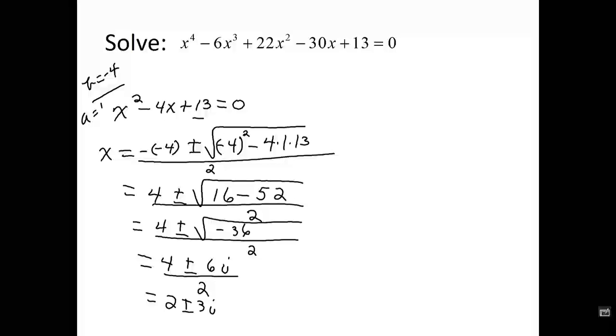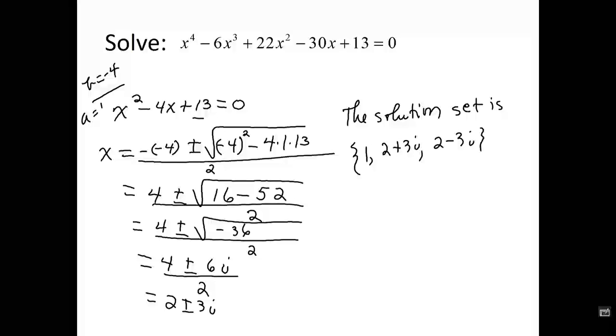So the solution set is 1 from our first computation, and we have 2 plus or minus 3i, which would be 2 plus 3i and 2 minus 3i.